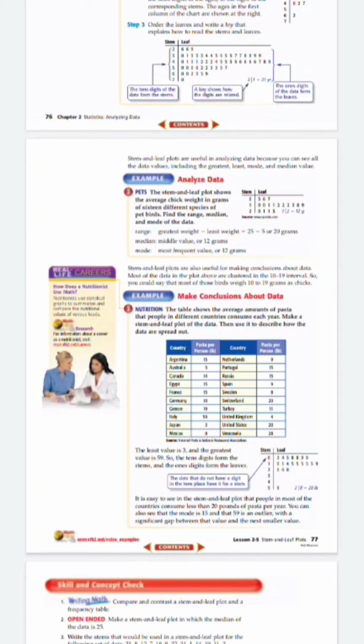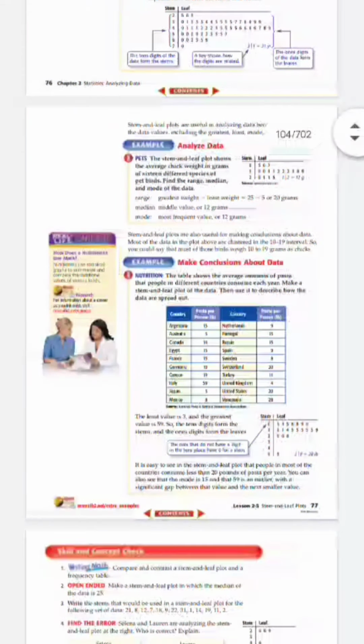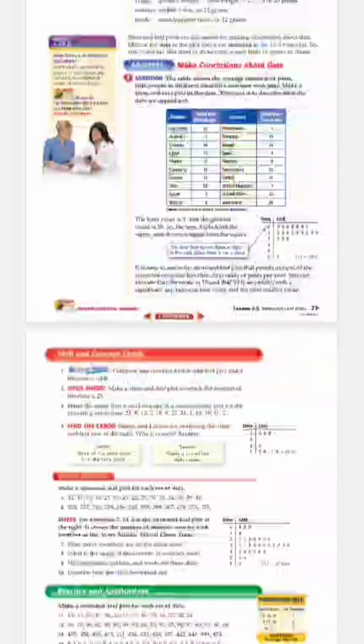Example: make conclusions about data. Nutrition. The table shows the average amounts of pasta that people in different countries consume each year. Make a stem and leaf plot of the data, then use it to describe how the data are spread out. The least value is 3 and the greatest value is 59. So the tens digits form the stems and the ones digits form the leaves.